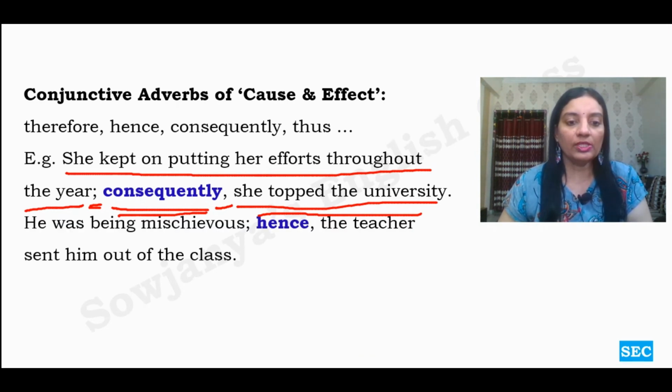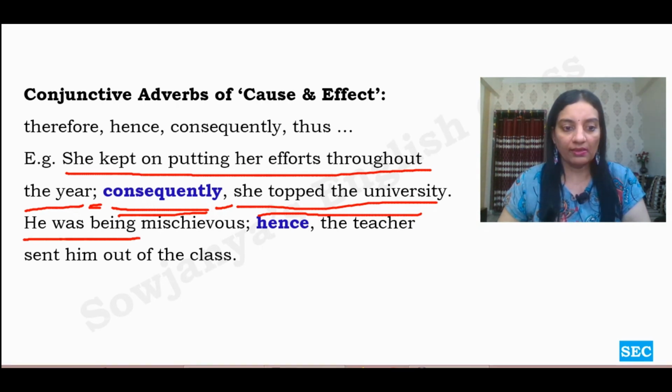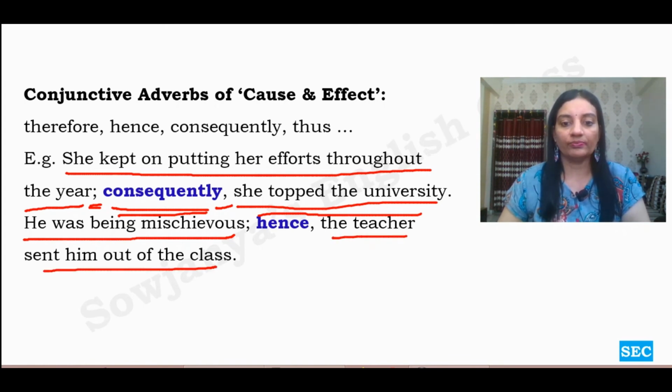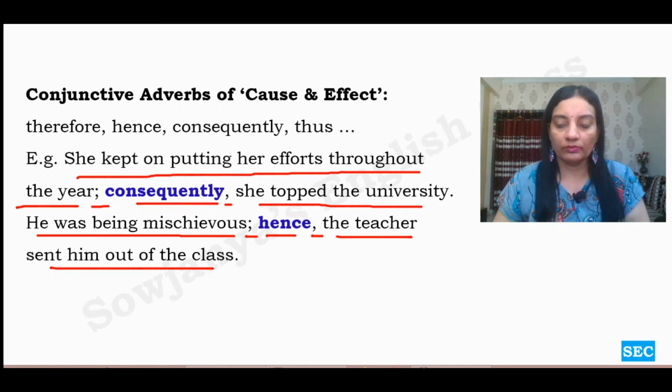He was being mischievous; hence, the teacher sent him out of the class. He was behaving in a naughty manner in the class. Because of that, what happened? The teacher sent him out of the class. This happened because of this particular thing. That is what cause and effect is. So, he was being mischievous is our first independent clause, followed by a semicolon. Then comes our conjunctive adverb hence, followed by a comma, and then another independent clause. So with this, we have come to the end of this lesson.